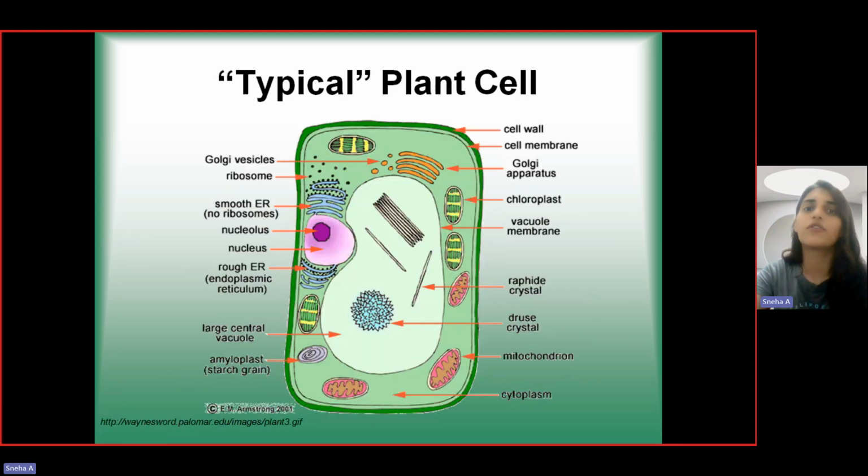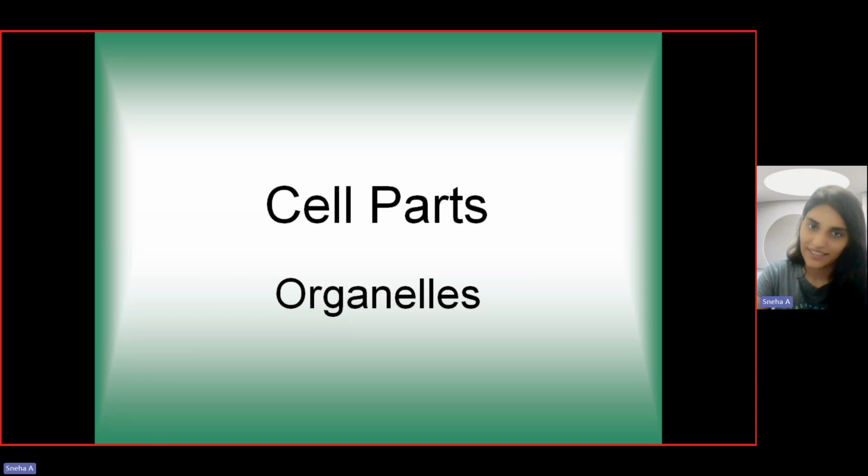And this is the diagram of a typical plant cell. There is a difference between plant cell and animal cell based on certain structures. Like in plant cell, we can see the large vacuole and a cell wall around it. But our animal cell was not having a cell wall, but the plant cell is having a cell wall and a cell membrane too. All right? It also contains vacuoles.